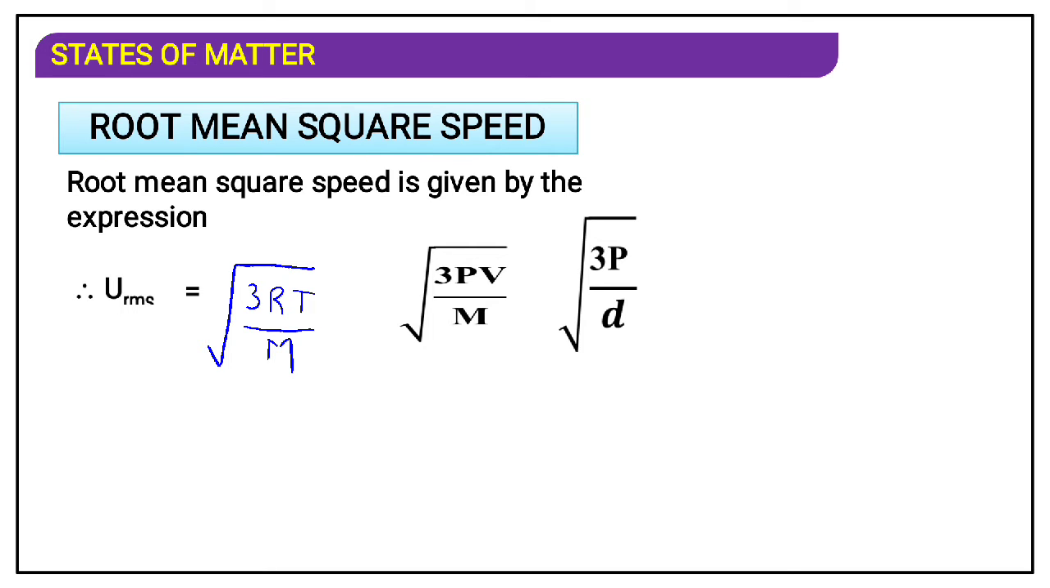Here we know that PV is equal to nRT. For 1 mole of gas, PV is equal to what?